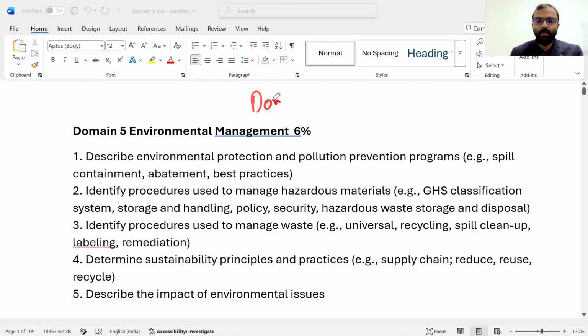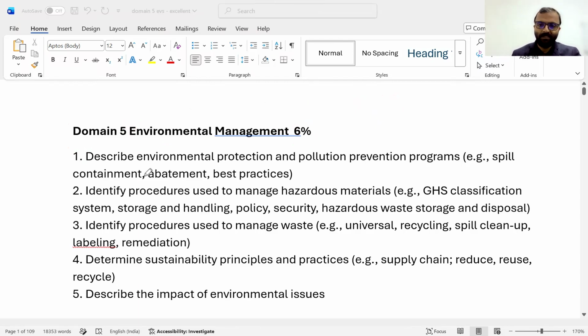Hello friends, today we will move into our domain 5, and we have already completed domain 7. Now we are moving into domain 5. Domain 5 is environmental management, and this consists of 6%. So it has a very small percentage, but the number of topics that you have to cover is more.